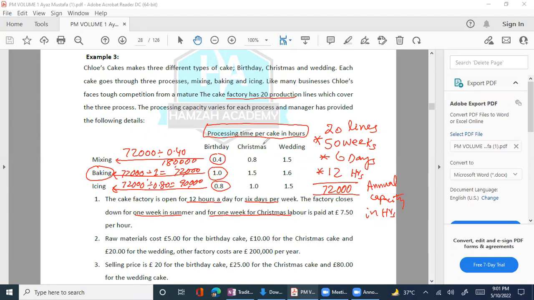You may check the same with the Christmas cake and the wedding cake. I will give you 5 minutes. Please check at your end. If you calculate based on your Christmas calculations, what is the binding constraint? And if you use the wedding data, what will be the binding constraint? Please calculate in the same way and then share your answer. I give you 5 minutes, please.